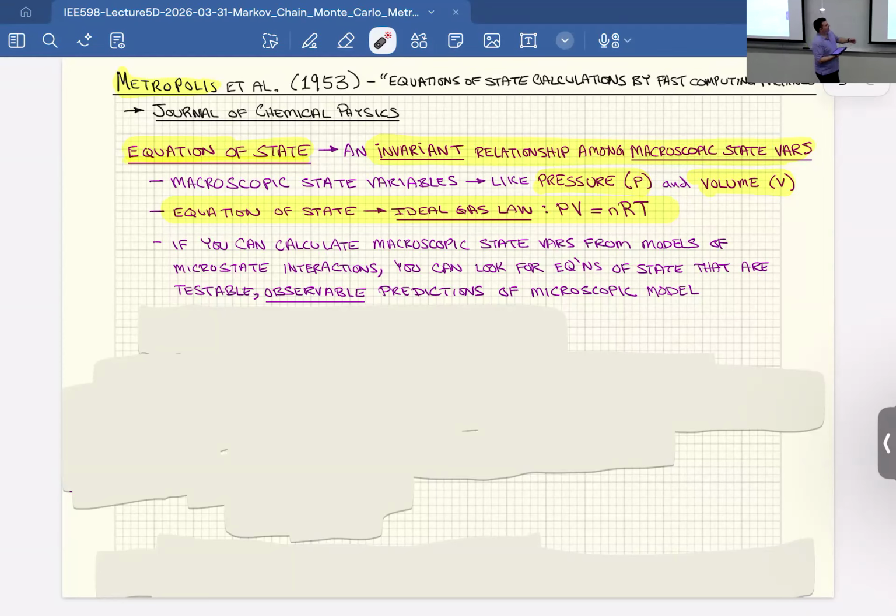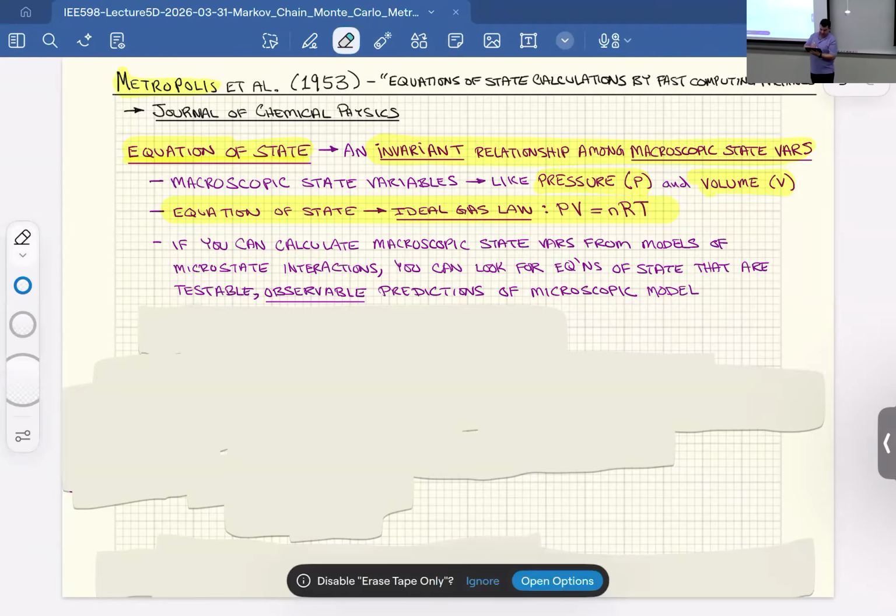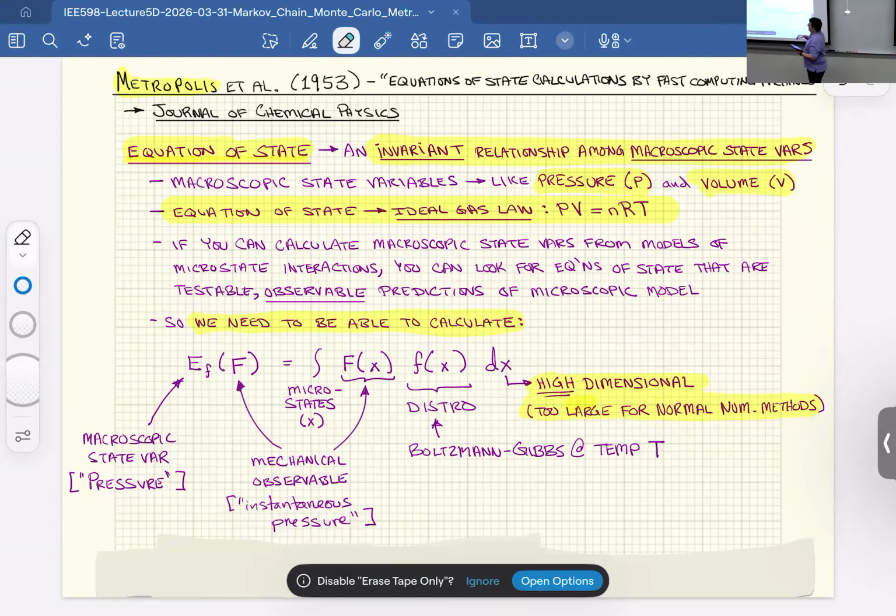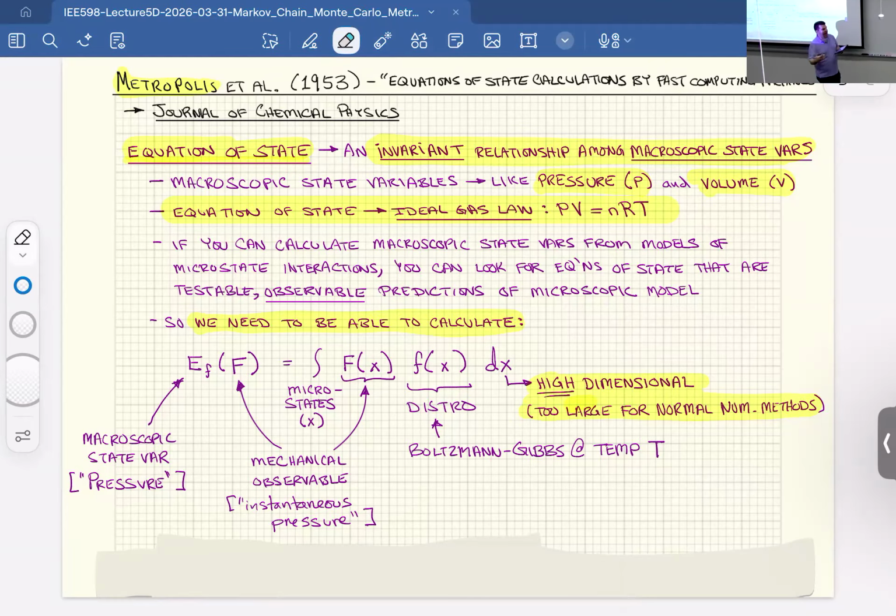So that's why in the 50s, they're really interested in being able to calculate these equations of state as quickly as possible, because they allowed them to test their theories about the microscopic world. Okay, so in order to calculate one of these macroscopic averages, these macroscopic state variables, you need an integral.